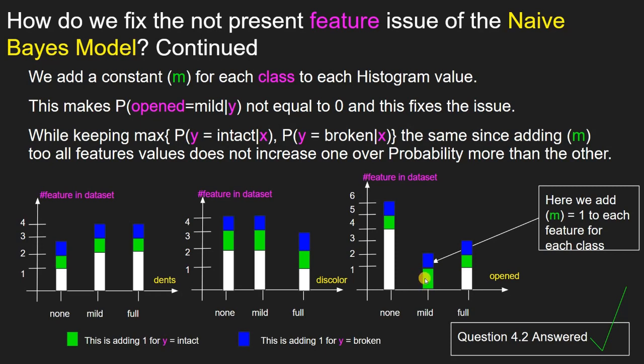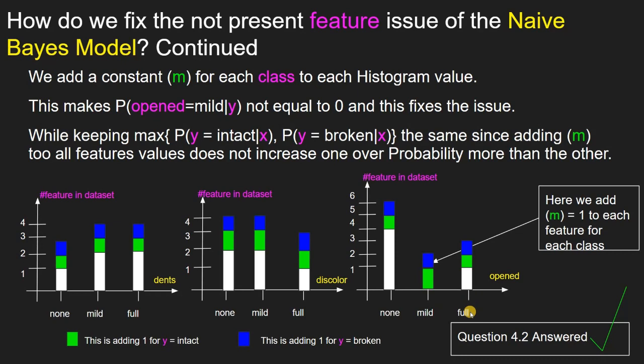And this, you might think adding m might change the probability of y equal to intact given x and the probability of y equaling broken given x, and it might change how our naive Bayes model works and not work. But since we're adding m to all feature values, right, we added for dense equal to none, dense equal to mild, dense equal to full, and discolored equal to none, discolored equal to mild, discolored equal to full, and open equal to none, open equal to mild, and open equal to full.